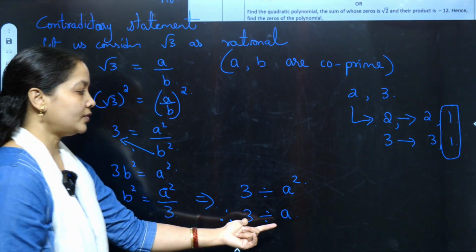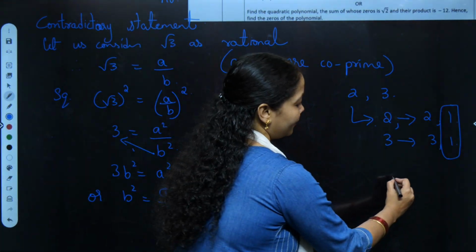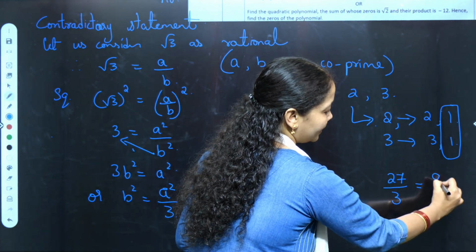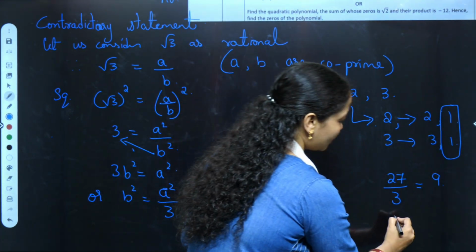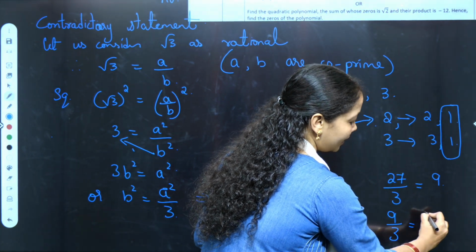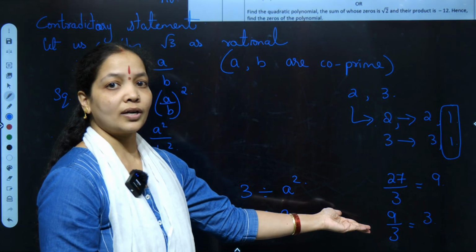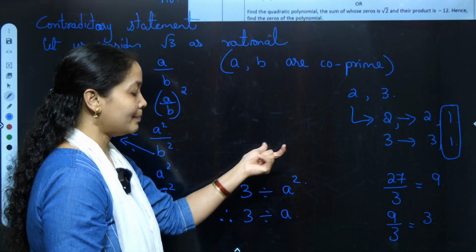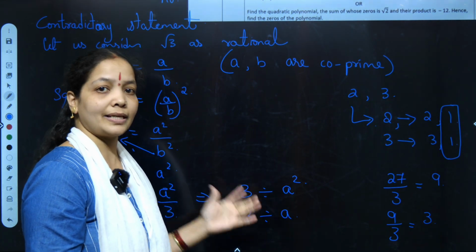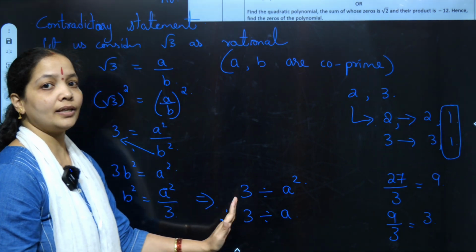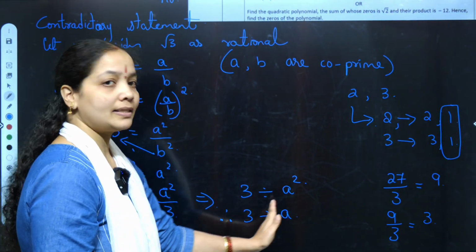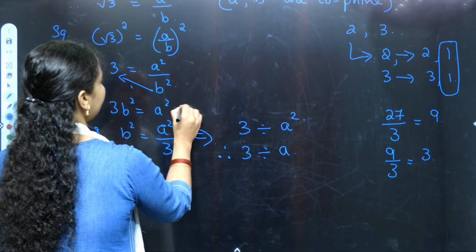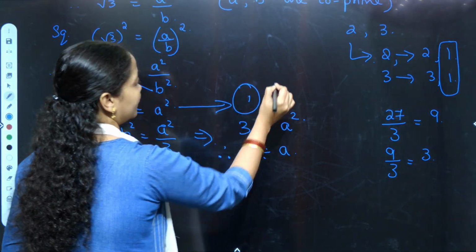What is the exact meaning of this? 3 divides a square means if I have a number like 27, when I am dividing it by 3, I am getting 9. Obviously, when I have 9 and divide it by 3, I get a number which is again a multiple of 3 itself. So when a square can be divided by 3, obviously the base number can also be divided by the same number. This is the exact meaning of 3 divides a square as well as 3 divides a. I am taking this equation 3b square equal to a square as my equation 1.